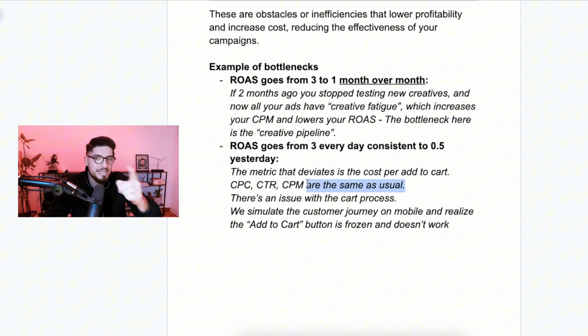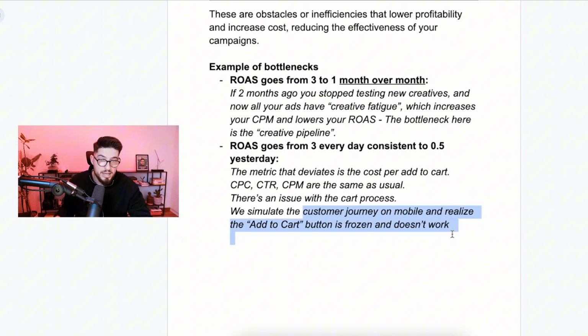But if you compare the last 30 days, cost per add to cart 5. Yesterday, cost per add to cart 15. Wait, something's happening here. I didn't put it here, but I would just look at the next steps. Cost per landing page view, it's very close to the CPC. Okay, we're good there. Cost per add to cart, really, really high. Okay, so we've got a problem. Pick up the phone, simulate the customer journey, and you realize, oh, the add to cart button is frozen. It just doesn't work. Bottleneck. So the quicker you can realize that you have a bottleneck, the faster you will solve it. So stay paranoid, I would say.